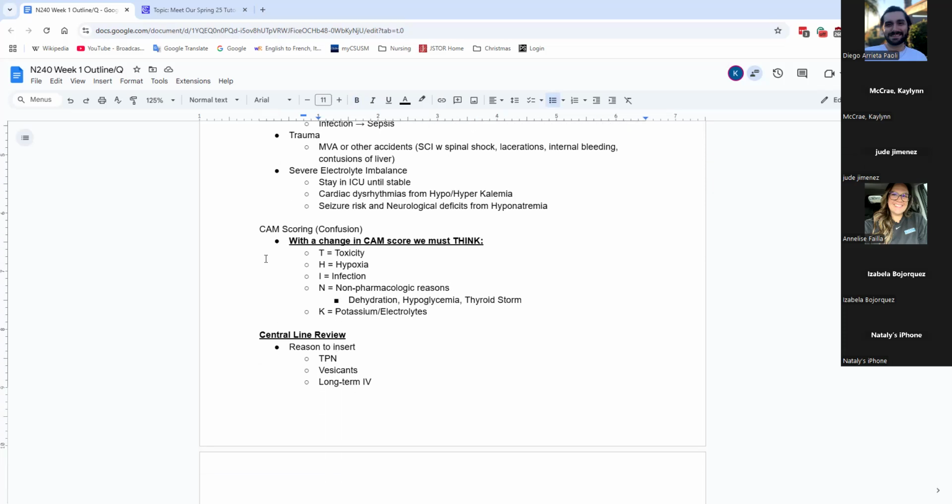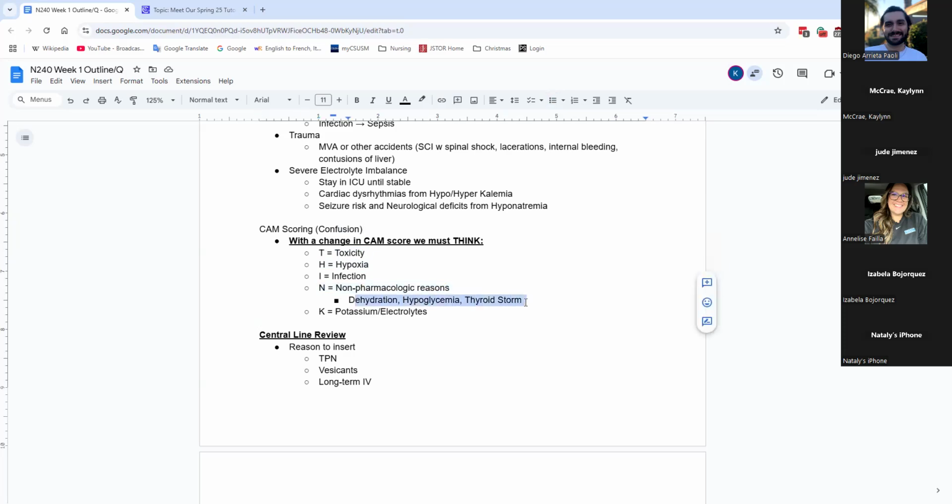Yeah, so this is another thing that Professor Brooks mentioned, and I think it's good to keep in mind, just as a nice little mnemonic cheat sheet kind of idea. They talk about confusion in this case, like delirium and all that. So in general, have these concepts in mind when you have potential delirium: think toxicity, hypoxia, infection. The N is a little bit vague, so it stands for non-pharmacologic.